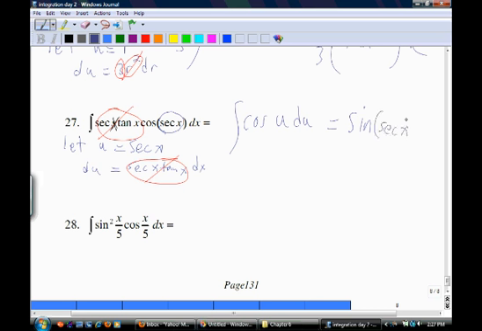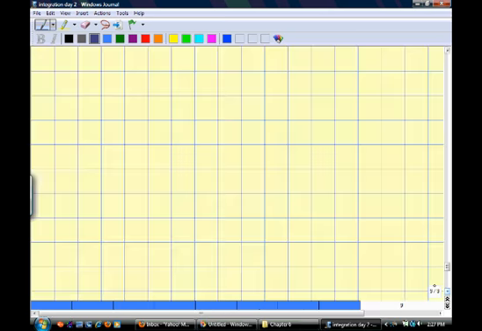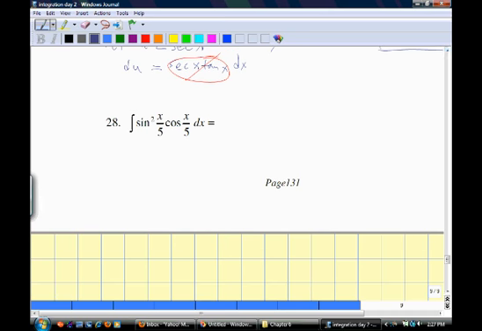Last one. This one, you can do a number of different ways. You could let u equal a bunch of different things, and you could get off on a very wrong turn and start heading in a bad direction. So I'm going to start you off in the right direction. We're going to let u equal. Probably the simplest one to have it equal is sine of x over 5.